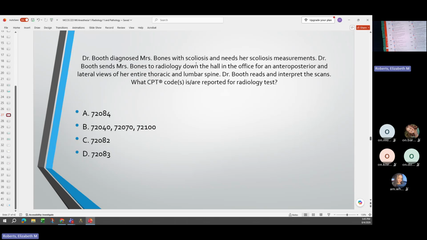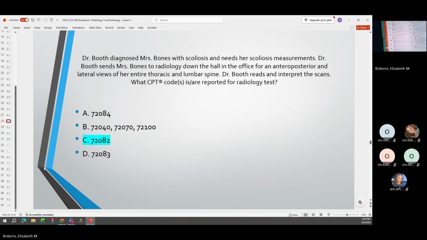Dr. Booth diagnosed Mrs. Bones with scoliosis and needs her scoliosis measurements. Dr. Booth sends Mrs. Bones to radiology down the hall in the office for anteroposterior and lateral views of her entire thoracic and lumbar spine. Dr. Booth reads and interprets the scans. Okay, so yeah, we're doing the whole thing. We're doing the global service. It doesn't even matter because there aren't any modifiers here. And we're doing anteroposterior and lateral views. So how many views is that? Two. So that's going to be reported with 72082.